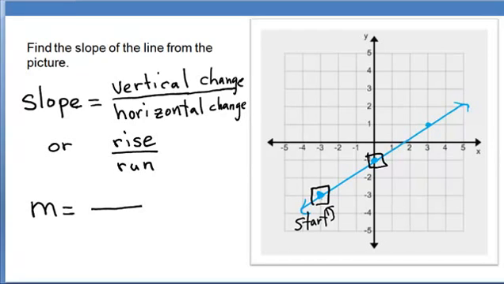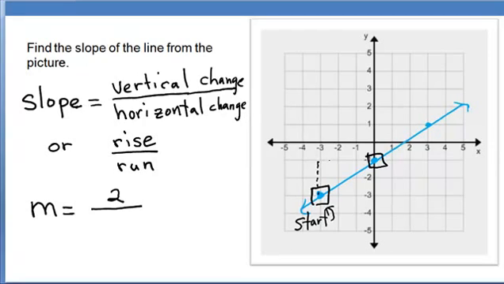So first I'll do my vertical movement. I'm going to count spaces, not my location. So I want to know how much I have to move up or down to get from this point to the one up here. So I'm going to have to move up 2 spaces. I'm going up so it's positive. If it was down, it would be negative.